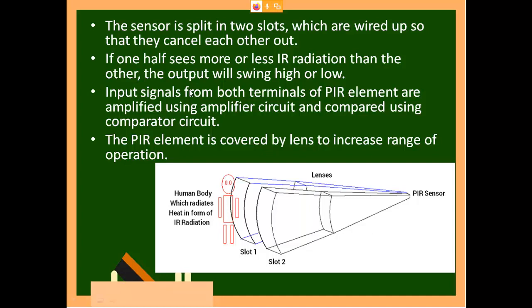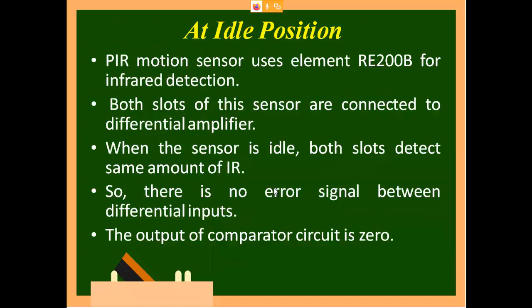Okay, the input signals from both terminals of the PIR element are amplified using an amplifier circuit and compared using a comparator circuit. The PIR element is covered by a lens to increase the range of operation. The top portion cover, or the lens, is just used to increase the operating range. If we put it without the lens, then we can only cover a short distance, which means it will not be useful. So in order to increase the range, we go for a lens type arrangement.